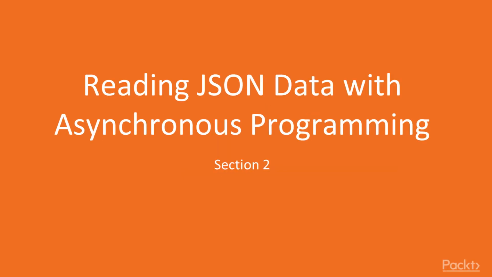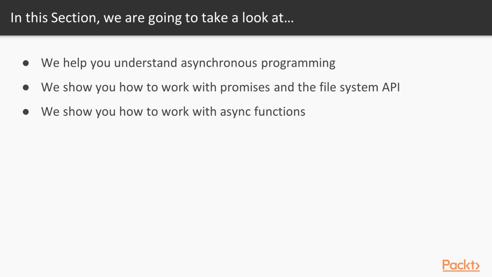Hi, and welcome to the section Reading JSON Data with Asynchronous Programming. In this section, we will help you to understand how to make an asynchronous application with all the sugar Node.js provides for us. We will show you how to use the file system API by reading a file. This will explain more in depth the asynchronous way of programming in Node.js. You will learn how to work with promises. And at the end of this section, we will see how asynchronous functions or async functions will work.